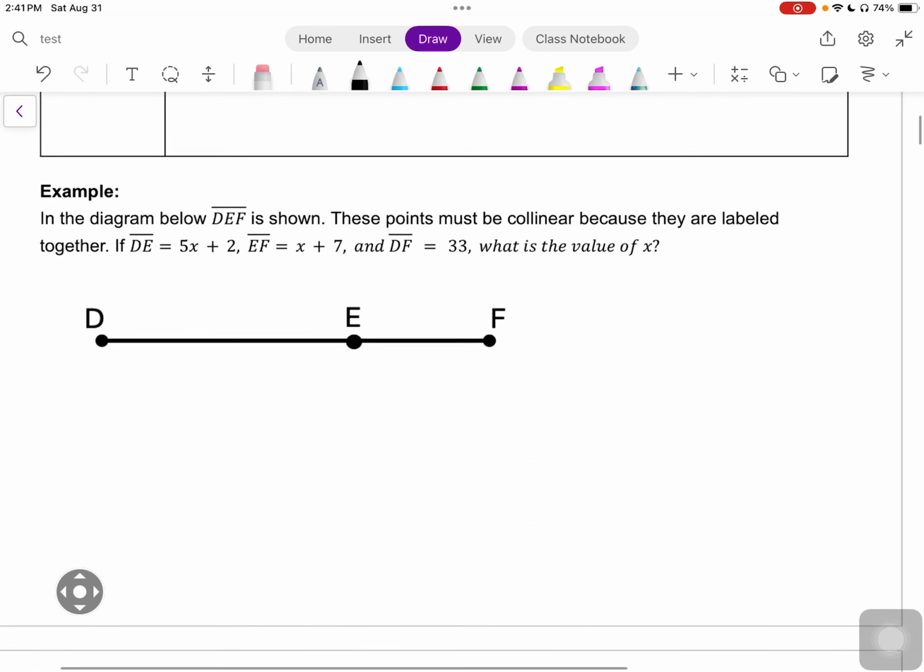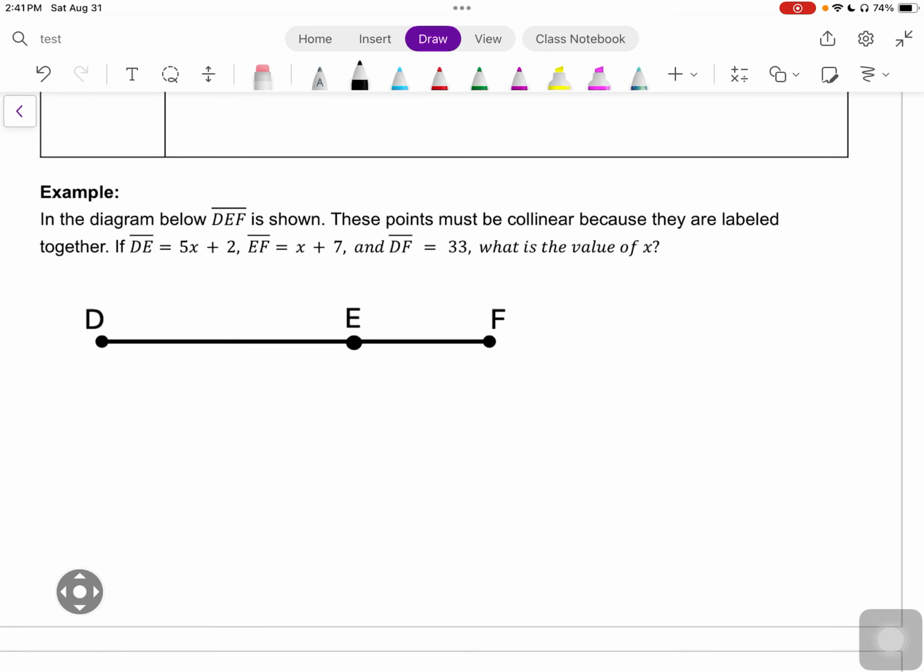First example says, in a diagram below, DEF is shown. Now with this, you see this little line up here. So we got DEF and there's a line. That means that these 3 points are on the same line. So this is one straight line. There's no curves, there's no bends. And D to F is the longest section of this line. There are line segments here.